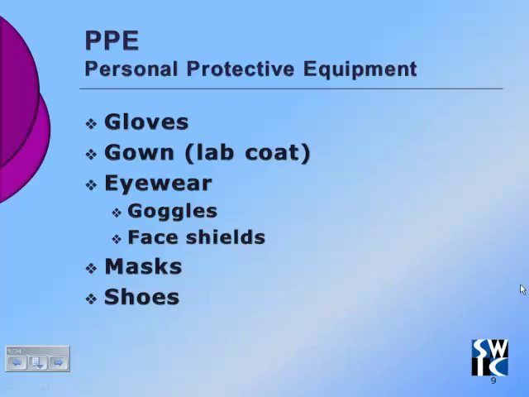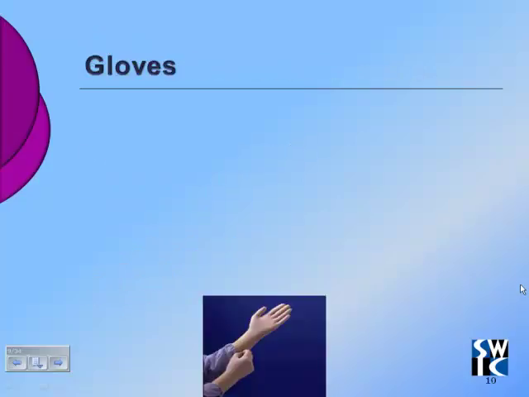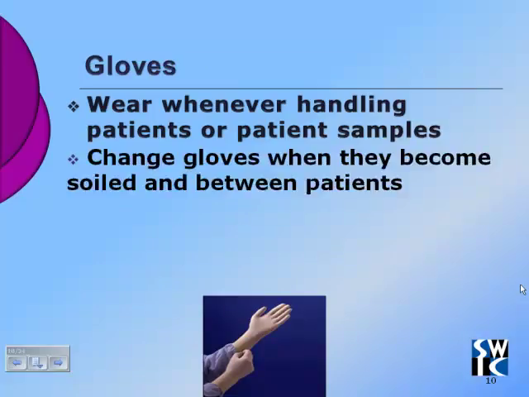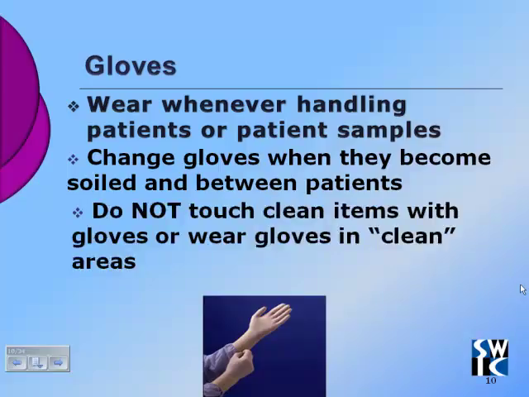Personal protective equipment includes gloves, gowns, eyewear, masks, and shoes. Gloves should be worn whenever patient samples are handled or whenever dealing with patients. Change gloves when they become visibly soiled and anytime you switch patients. Do not touch clean items with gloves or wear gloves in clean areas.